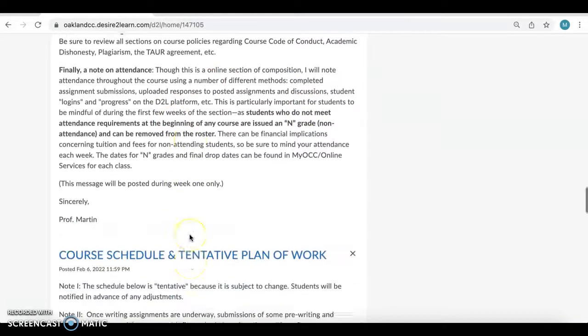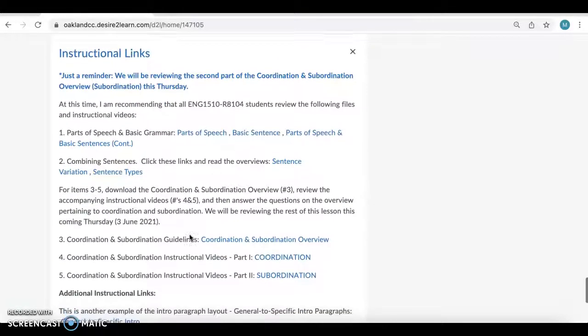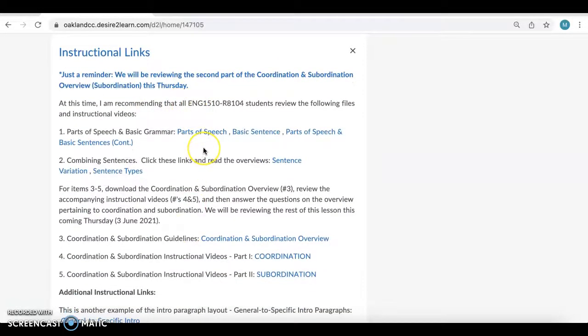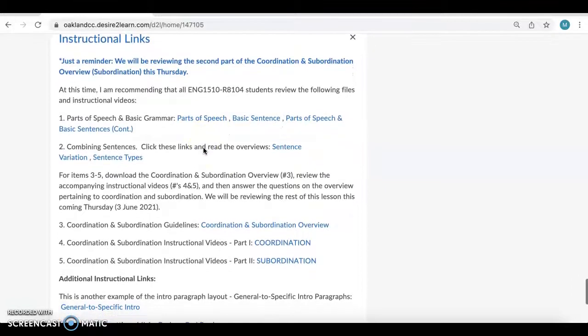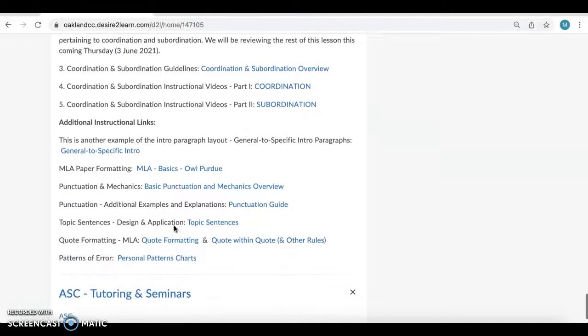Make sure that you've reviewed this tentative course schedule plan of work. Down here at the bottom, there's some instructional links that are for supplementals throughout the term. You can review these at your own leisure as well. Some of the things like the general to specific intro, for particularly starting off with the memoir and rhetorical essay, you guys might want to review those if you're not familiar with an intro paragraph that's referred to in that way, but most students have probably already done an intro like that one or something similar.